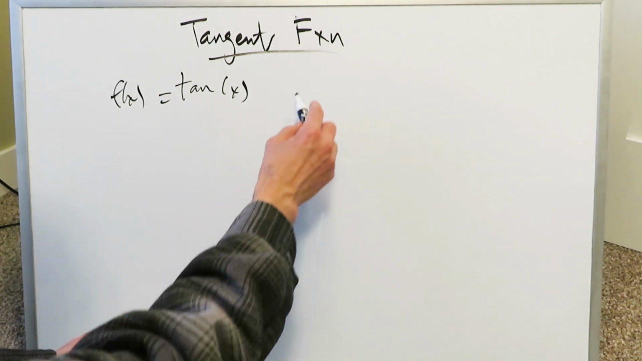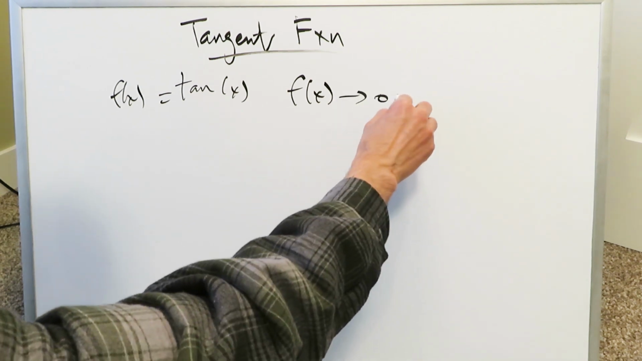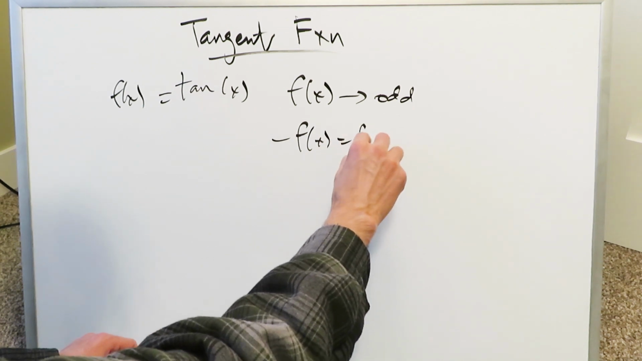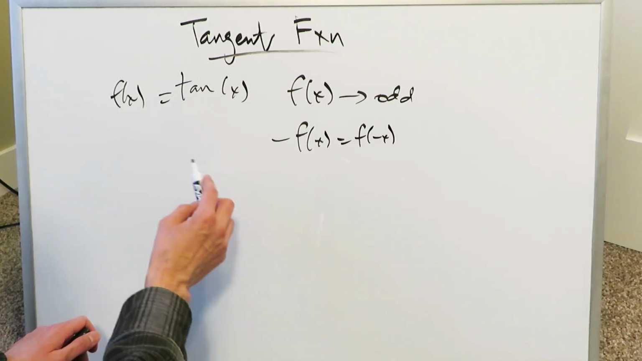And why would that be the case? If you were to look at something like this as your function, it would have an odd characteristic: minus f of x would equal f of minus x. You can easily verify that on a calculator. You don't have to use a calculator, just pick an easy value.